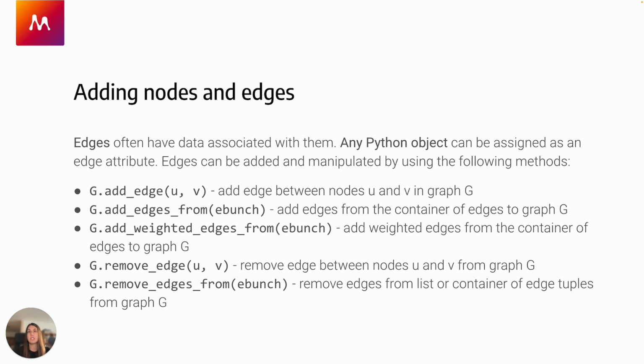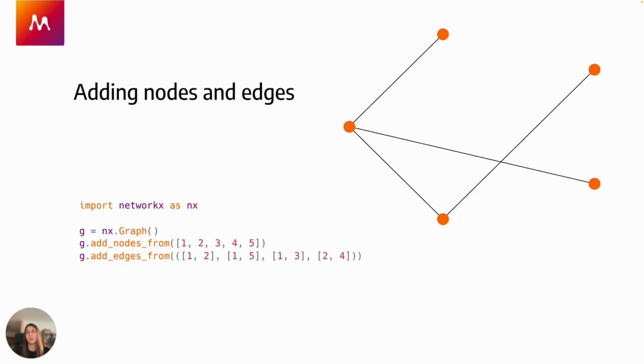As you can see, edges can be added in a similar way. Again, any Python object can be assigned as an edge attribute, and they can be added as weighted edges or just like simple edges and easily also removed. Yeah, as you can see in the example here, we added some nodes from a list, we added some edges, and in the end, you have the resulting graph on the right.